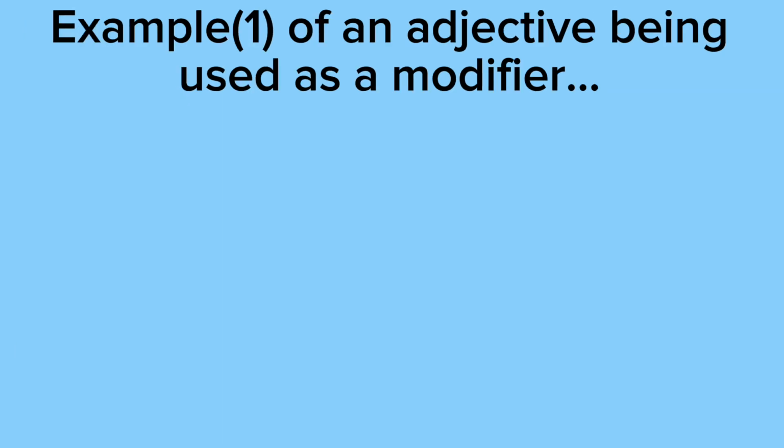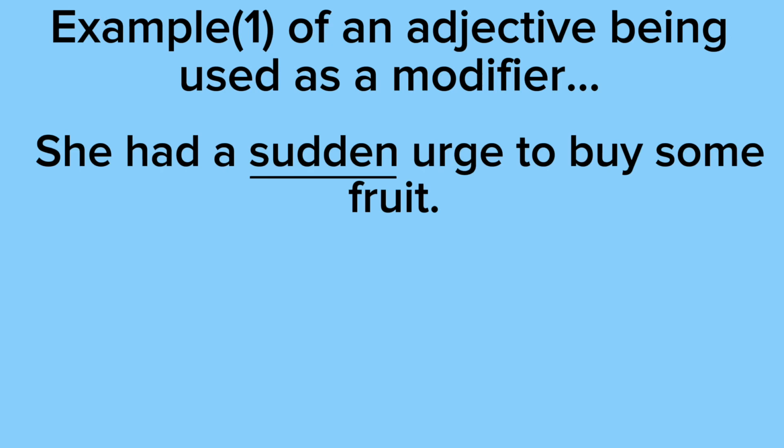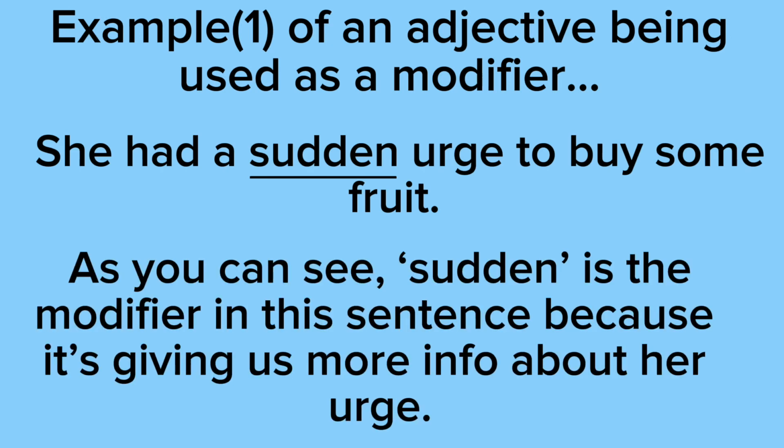So our first example of an adjective being used as a modifier says, she had a sudden urge to buy some fruit. As you can see, sudden is an adjective in this sentence, and it's also the modifier because it's giving us more information on the urge. So sudden is modifying the noun urge.